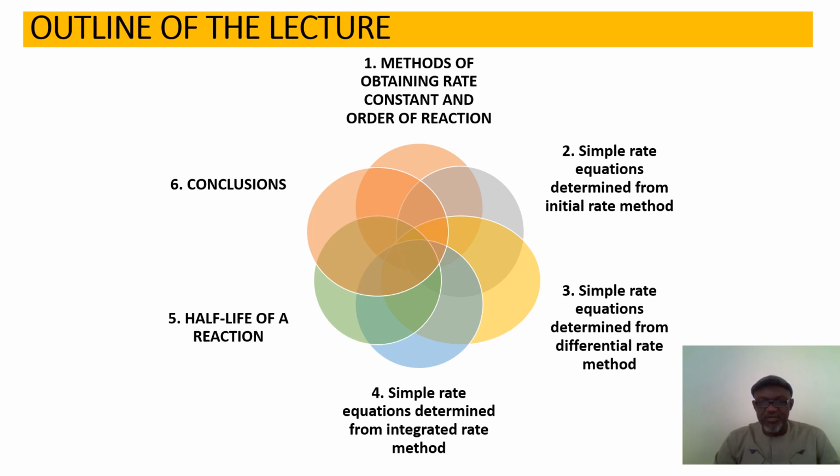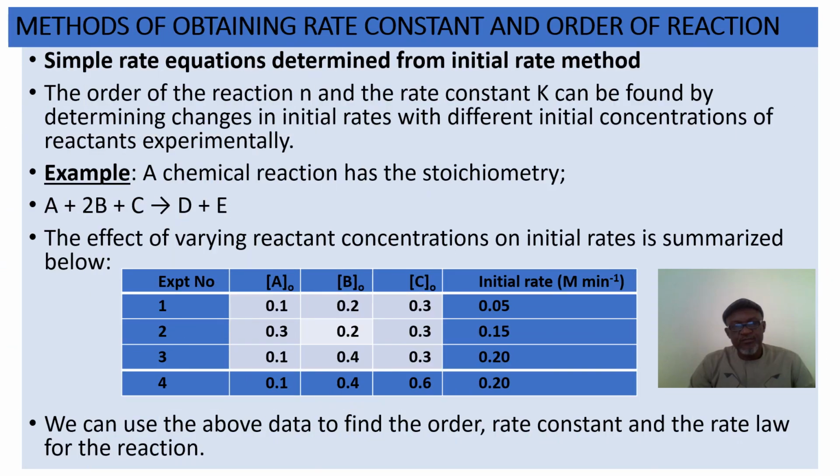We'll be using simple rate equations determined from initial rate methods. Number 3, simple rate equations determined from differential rate methods. Number 4, simple rate equations determined from integrated rate methods. And then we look at half-life of a reaction and conclude. So methods of obtaining rate constant and order of reaction. The first one we're going to look at is simple rate equations determined from the initial rate method.